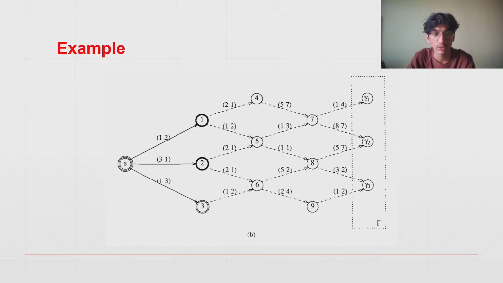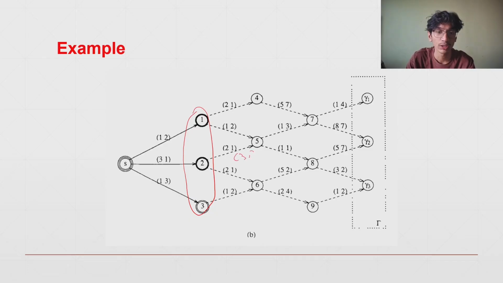From 2 we can explore two nodes again, 5 and 6. And from 3 as well we have two nodes, 1 comma 3 and 1 comma 2. It is 6. We can explore only one node from 3, which is 6. So now if we calculate the heuristic cost for all three nodes, we will see that 1 and 2 are non-dominated.